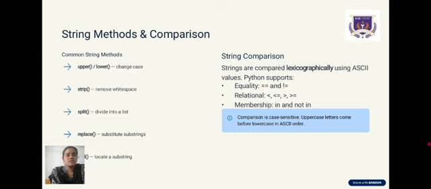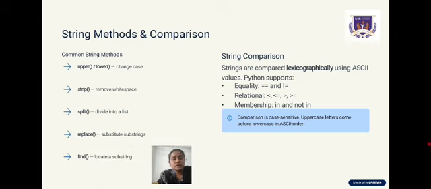Next one is the string methods and comparisons. There are some common string methods. First one is upper and lower case, which means change case. Next one is strip, which is used to remove white space. Next one is split. Split means divide into a list. Next one is the replace function, which substitutes substrings. Next one is the find function, which locates substrings. These are all the functions available in string methods.